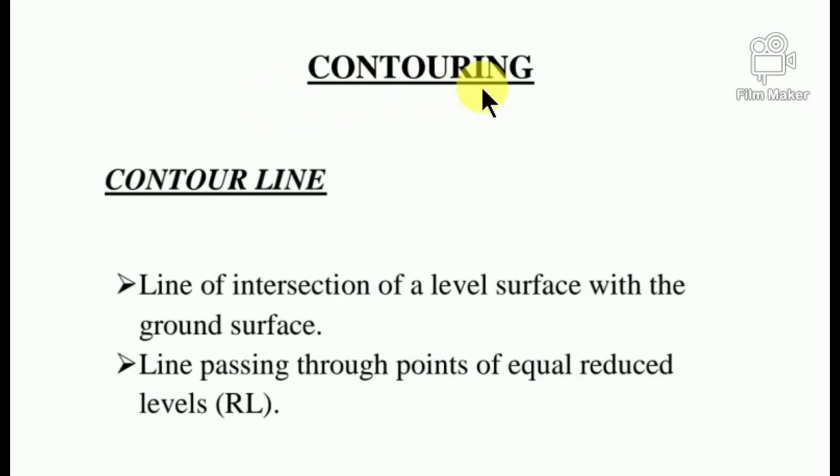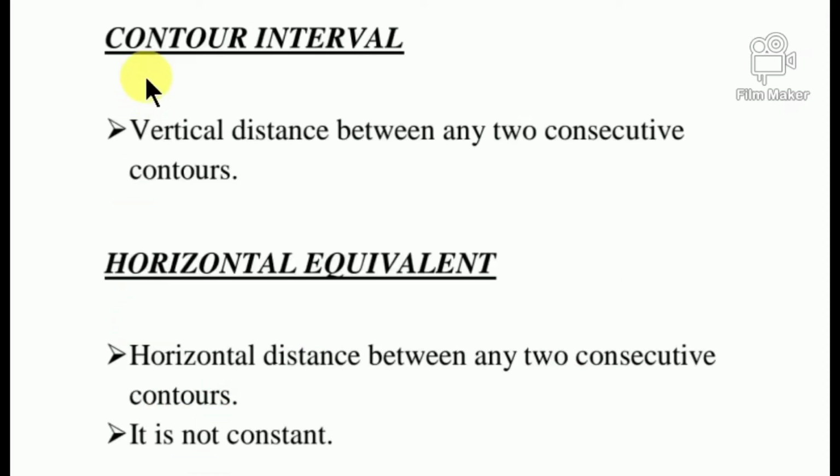In contouring, first we need to know what is a contour line. A contour line is the line of intersection of a level surface with the ground surface, and the line passing through points of equal reduced levels, that is lines passing through points of equal RL, are also known as contour lines. Next important definition which we need to know is the contour interval.